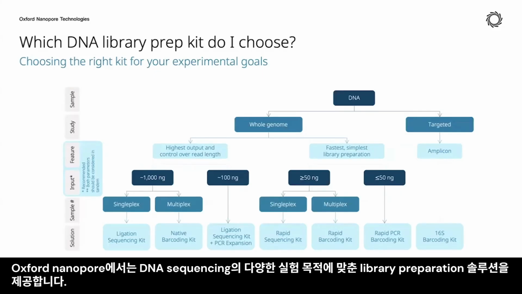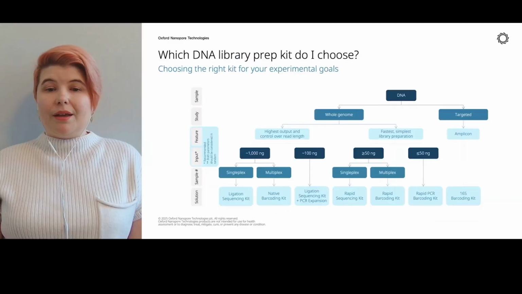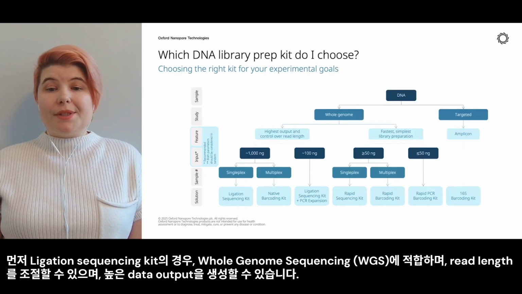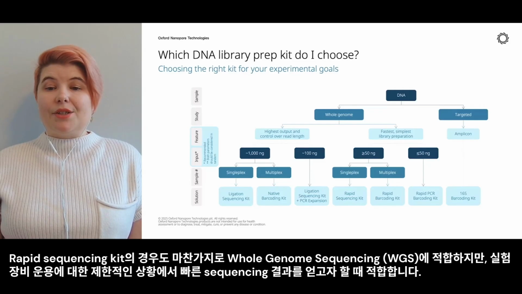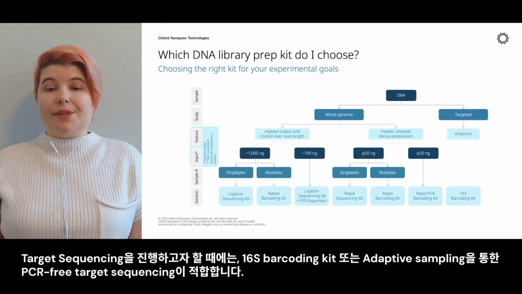A wide range of library prep solutions are available to suit your DNA sequencing experiment, whether that be whole genome sequencing solutions optimized for high output with control over read length by use of our ligation sequencing kit chemistry, whole genome sequencing solutions for applications where time to answer is critical and access to lab supplies is limited by use of our rapid kit chemistry, or targeted sequencing approaches, or our computational PCR-free approach with adaptive sampling.